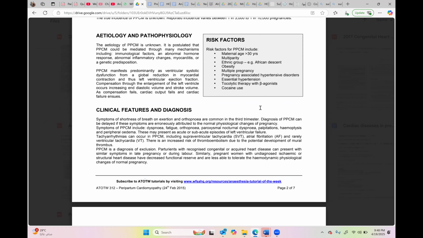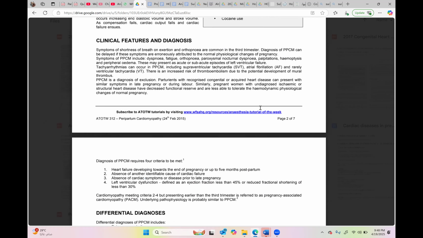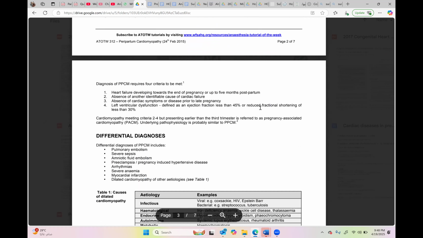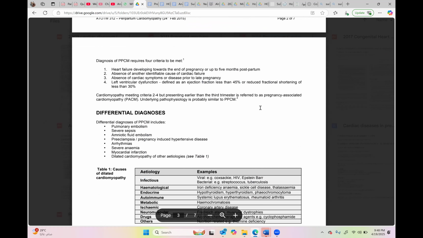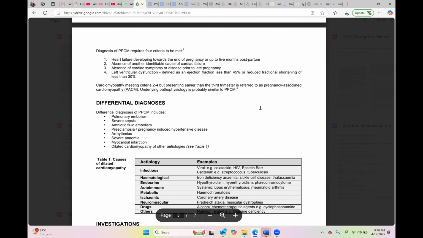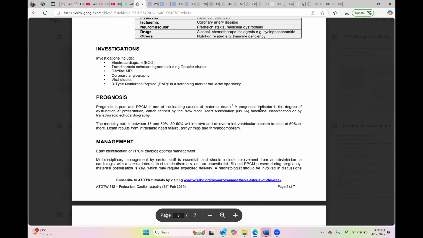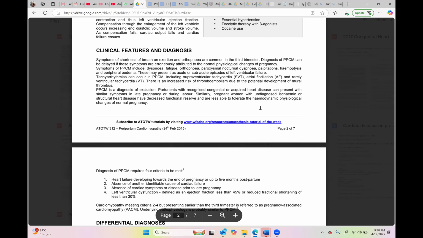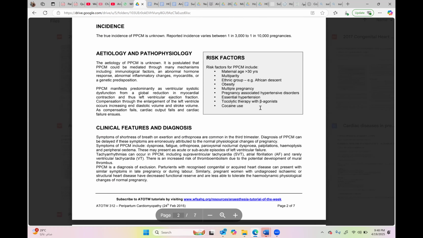Sir, 20 weeks of pregnancy? Yes. I have read about 28 weeks, after 28 weeks of pregnancy, cardiomyopathy in pregnancy. Sir, in the last trimester and on till 5 months after pregnancy. Yes. So the last trimester starts after how many weeks? There are total 40 weeks.